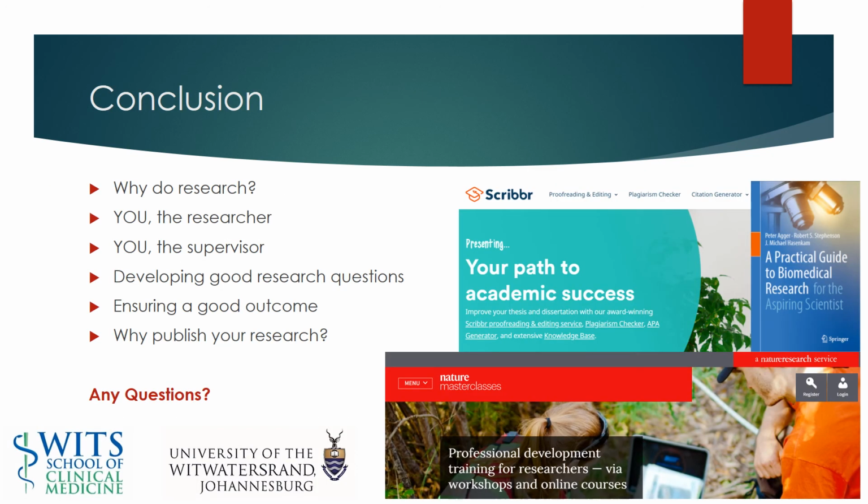So finally, in conclusion, this is what we spoke about. Why should you embark on research and take on this dual role of clinician and researcher? Then we discussed you as a researcher, and then also you as a supervisor of other researchers or postgraduate students. Given you some tick boxes on how to develop good research questions and ensuring a good research outcome. And please remember to always maintain research integrity. And then why it's important to publish your research.